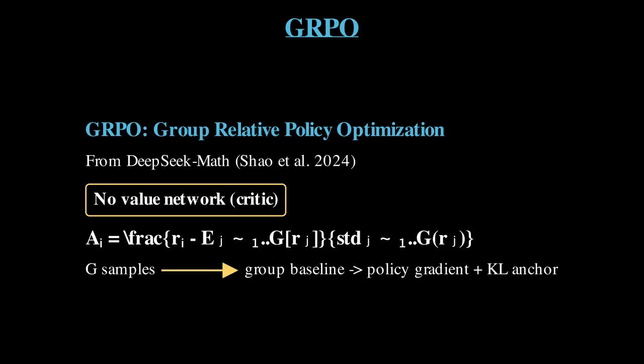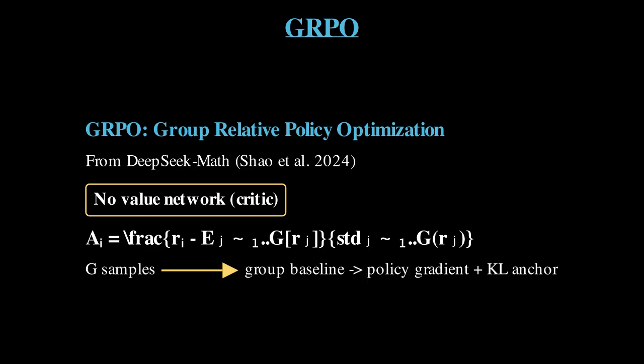Instead of learning a complex function to predict future rewards, GRPO computes a simple baseline from the immediate results of a batch. Specifically, it samples a group of G completions from the current policy and uses the mean reward of that group as the baseline. The advantage for any single completion is then its own reward minus the group mean, normalized by the standard deviation.